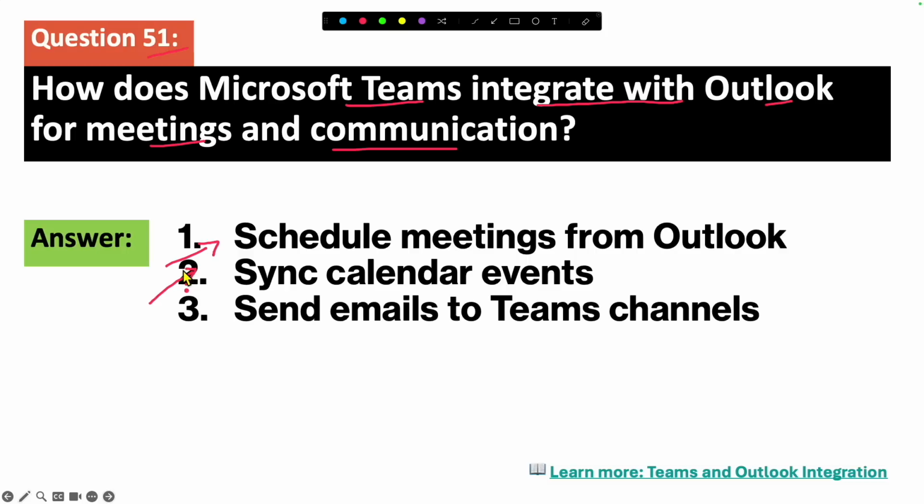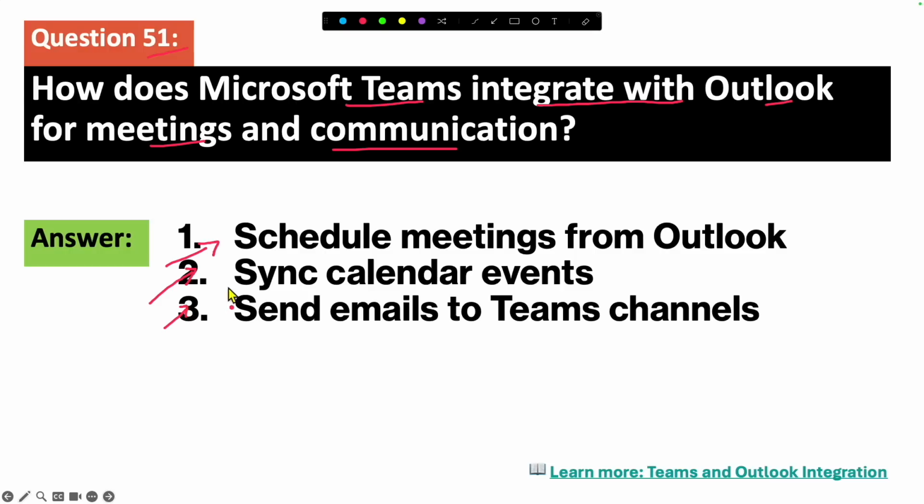Second point is you can synchronize calendar events. Your Teams calendar syncs with your Outlook calendar for easy meeting management. If you look at it, both will have the same feeling in terms of the calendar. The third is you can send emails to a Teams channel. If you don't want to add content by typing it in the channel, but have an update you want to post there, you can email that to the channel. That will be automatically populated.